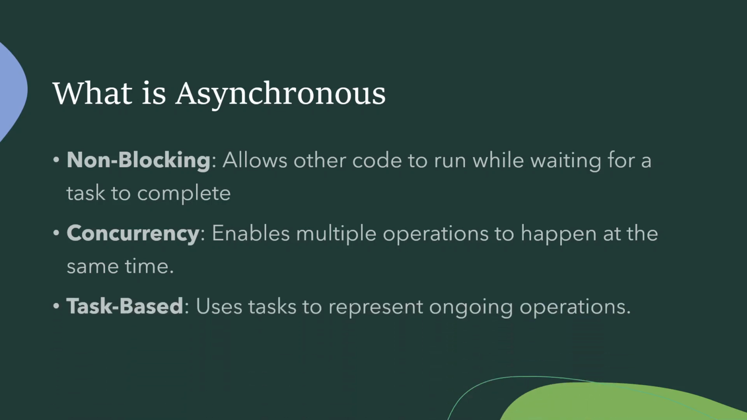Task-based. In C#, asynchronous operations are often represented by tasks. A task represents an ongoing operation and can be awaited, which means your code will pause at the await keyword but won't block the entire application. To implement asynchronous programming in C#, we use the async and await keywords. These keywords help you write code that can perform tasks asynchronously, making your applications more responsive and efficient.